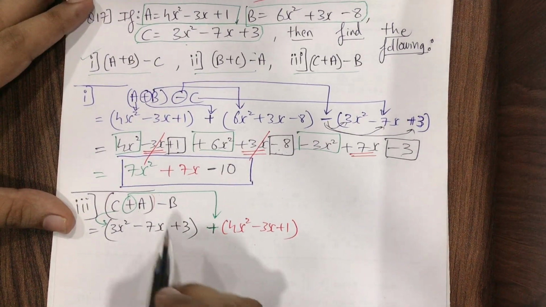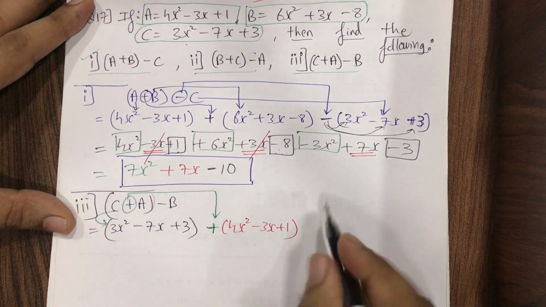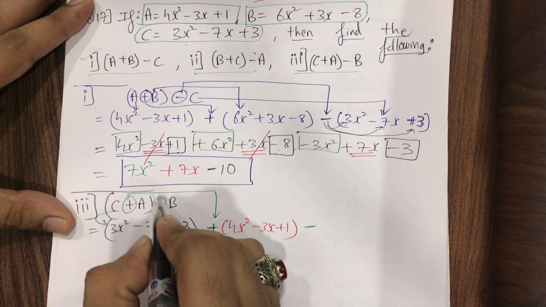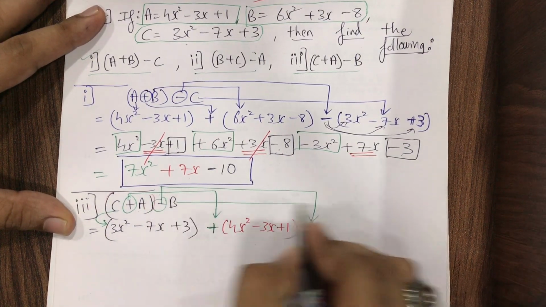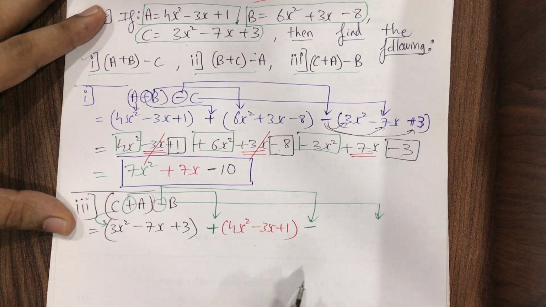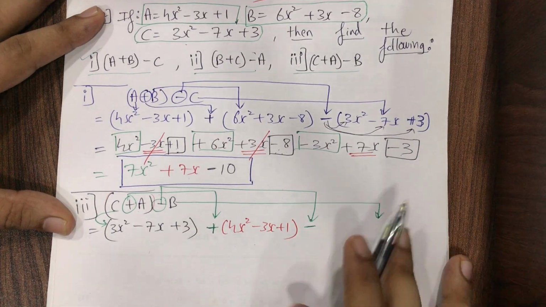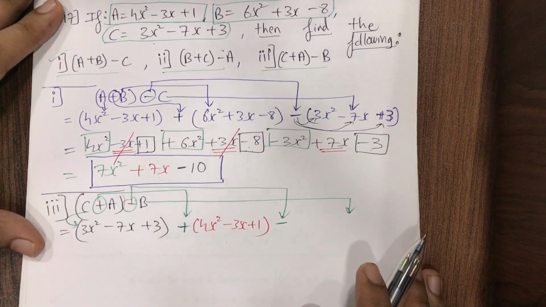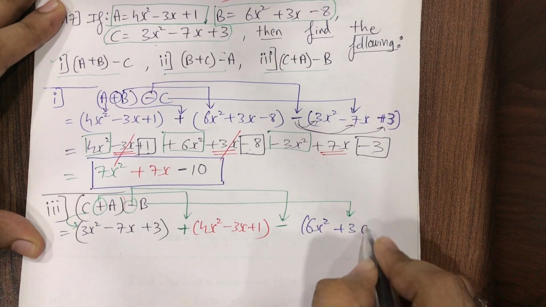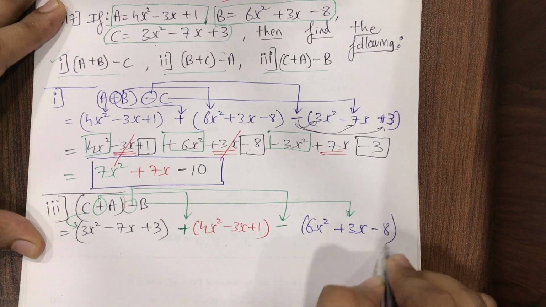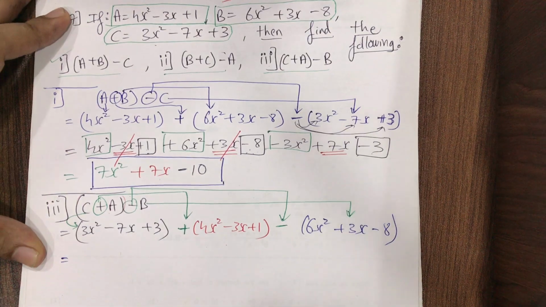Then I have minus B. This minus is copied over here, minus, and then B. So now I'll be writing the value of B. What is the value of B? The value of B is 6x square plus 3x minus 8. Okay, great. Now we'll be solving it.